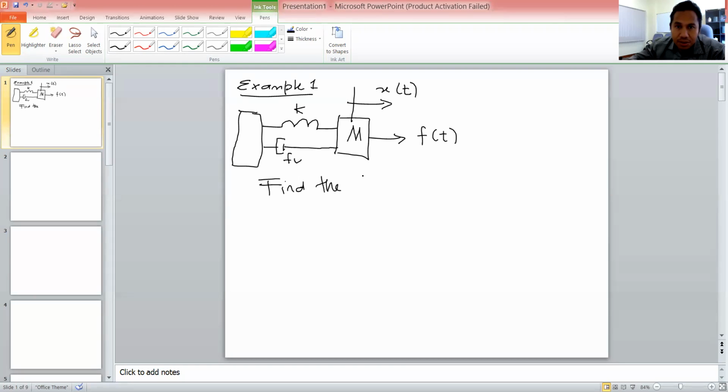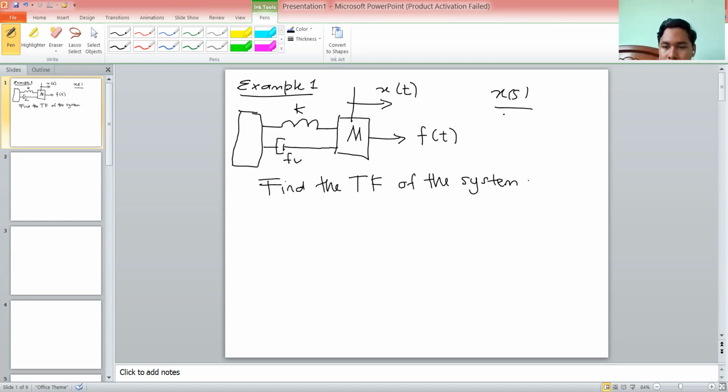Find the transfer function. TF stands for transfer function of the system. Transfer function means XS over FS.